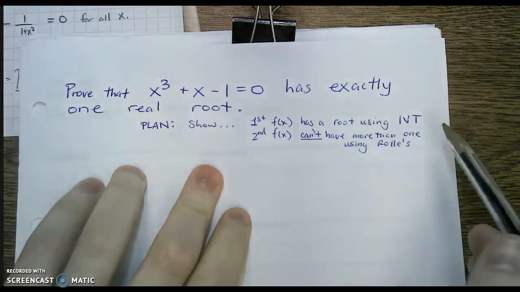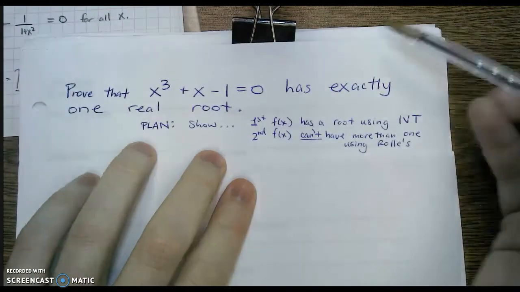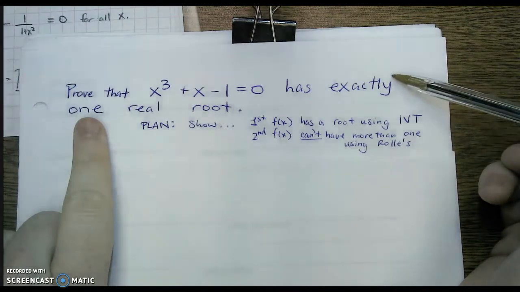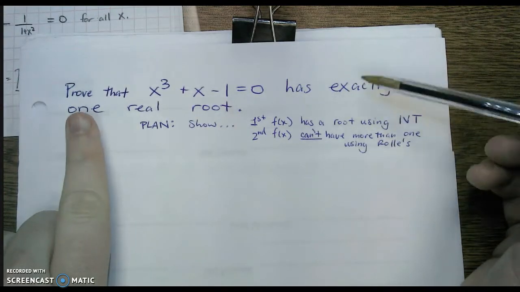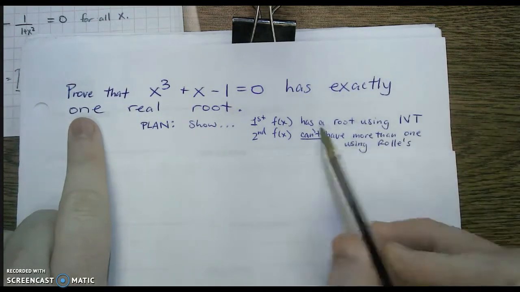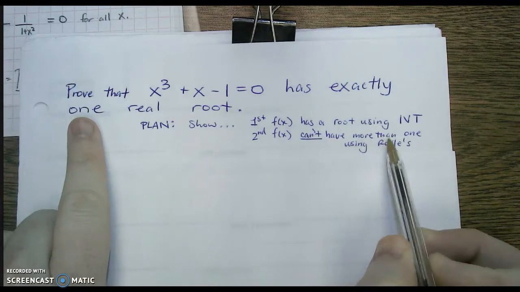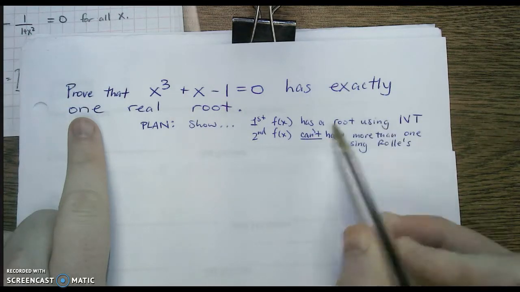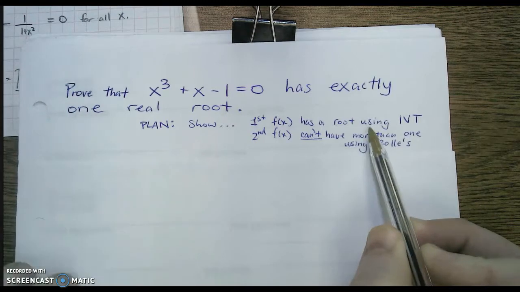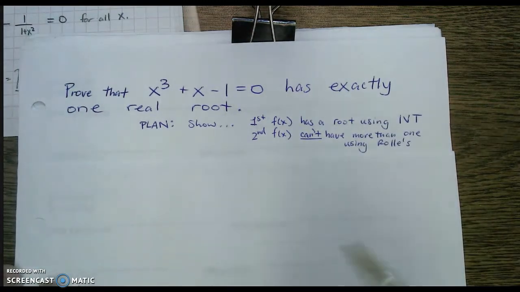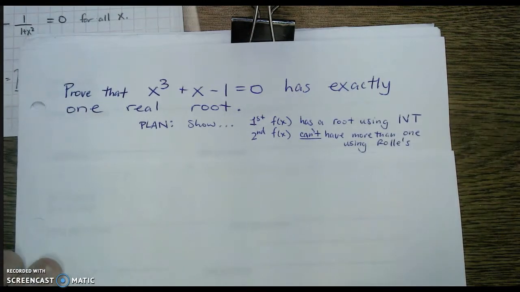So what is this going to do for me? Using IVT, I'm going to show that it has a root. And then I have to show that it has exactly one. So I'm going to use contradiction and show that it can't have more than one. And if it has one but can't have more than that, then it has exactly one. So let's start by using the intermediate value theorem.